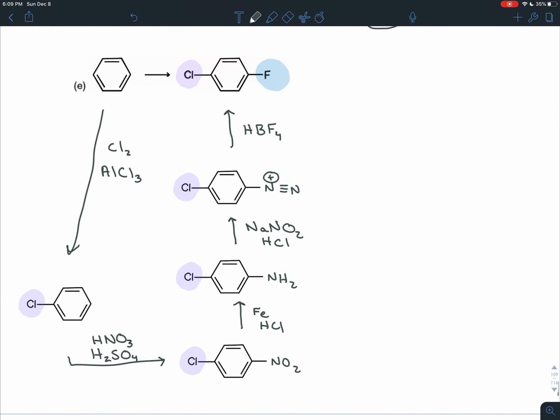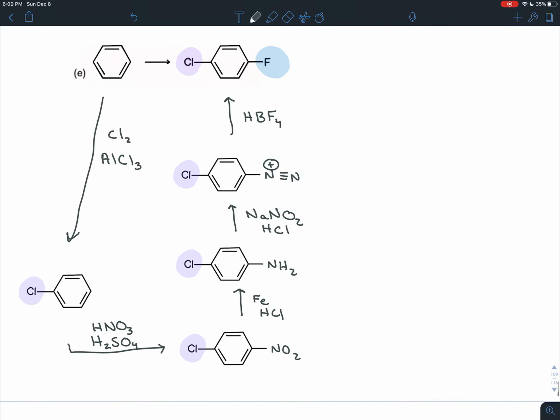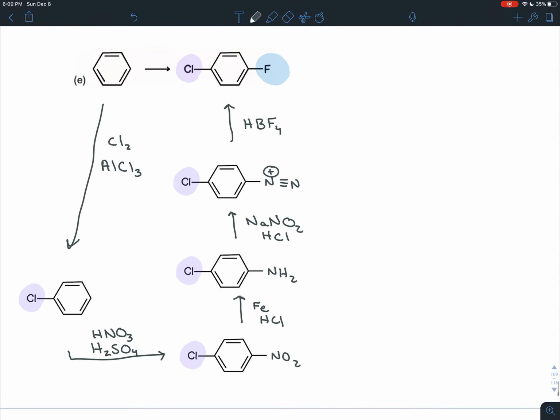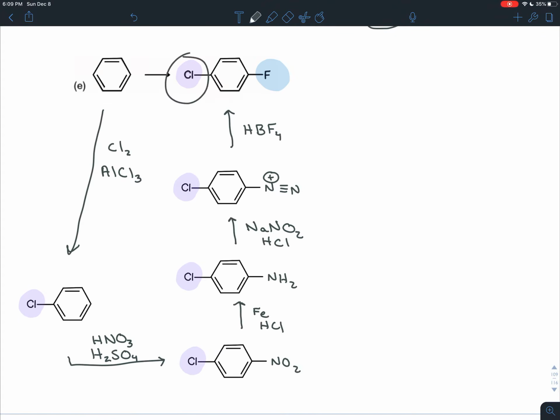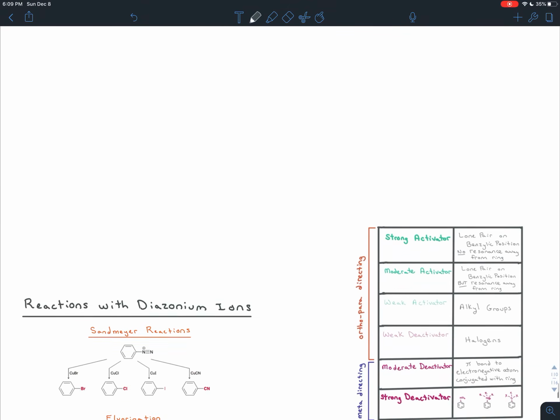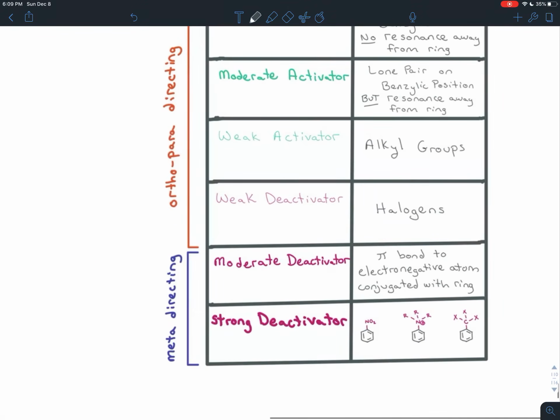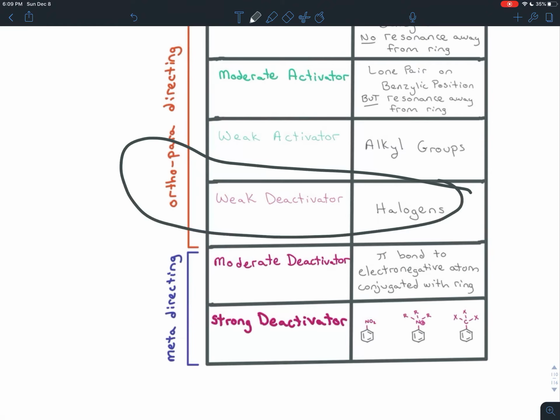And chlorine is a good one to add first rather than fluorine, even though they're both ortho-para-directing. Let's unpack that for a second. We need these branches to be para to each other. Right? It's always important when you're adding things onto benzene to consider how they add. These are both halogens. Let's think about the halogens. The halogens were weak deactivators, but ortho-para-directors.